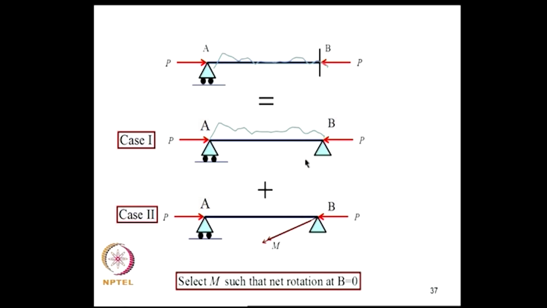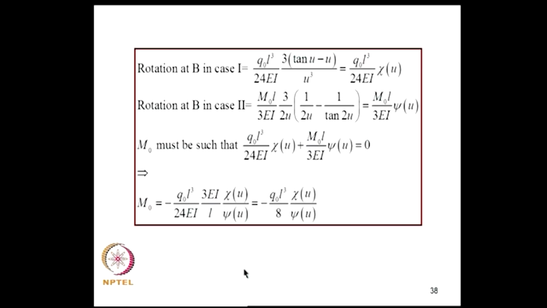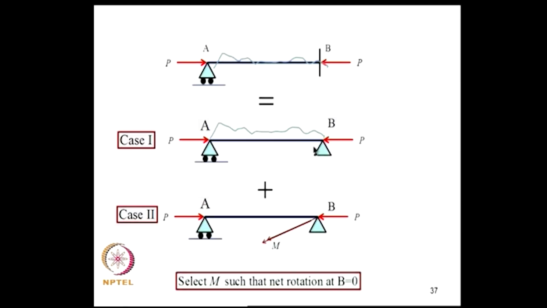By analyzing this problem we will not be getting rotation as 0. Therefore, the correction that we apply is through finding out this bending moment which nullifies that rotation. So, this is the idea. Now, how does it work? First, rotation at B in case 1. So, at B the rotation, we have analyzed this problem.